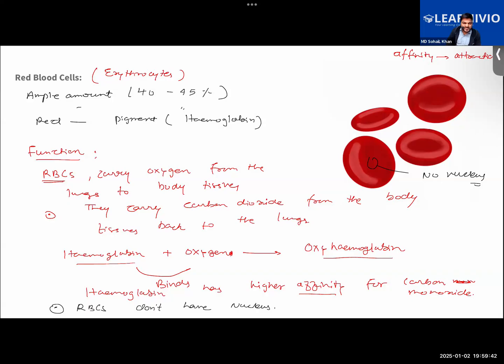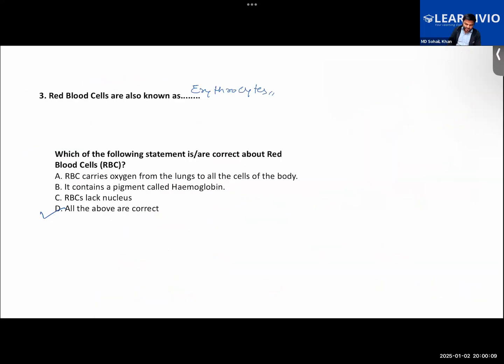So hemoglobin is present in it because of which the blood is red in color. Also, the oxygen that we take in binds with the hemoglobin and forms oxyhemoglobin, right? Plus, RBCs don't have any nucleus in them. Unlike other cells in the body, which have a nucleus, the red blood cells don't have a nucleus. So that is all about this.